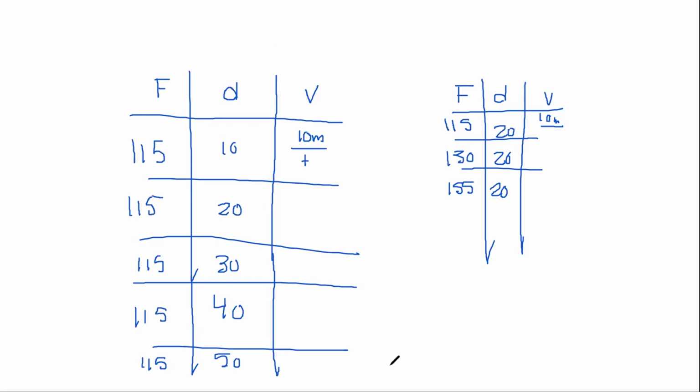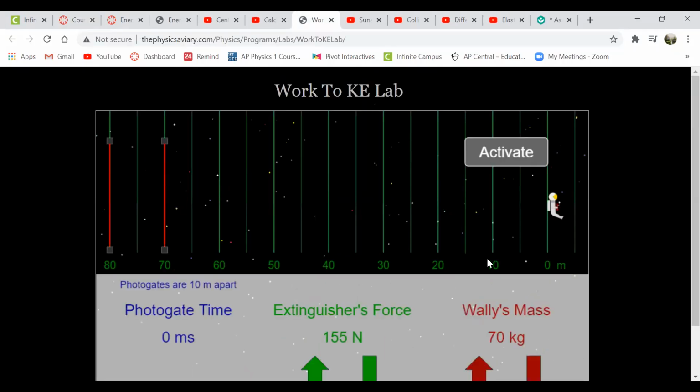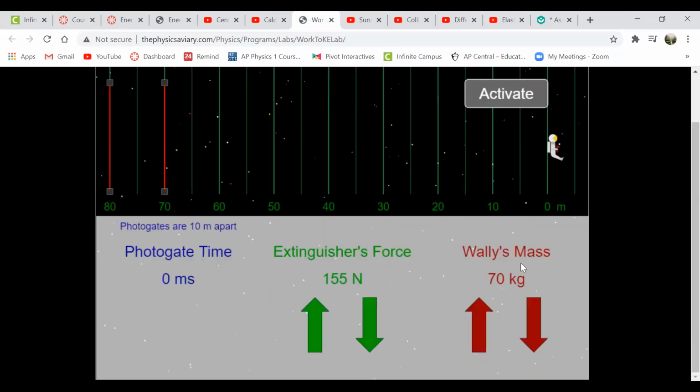The lab is the link that says work energy theorem. So it's right here. You're going to go to that link. You're going to pull it up. You're going to hit begin. I want you to notice the sliders. You will not touch the mass. The mass won't change. So keep the mass the same. For your first 5 trials, you keep the force the same and you change the distance over which the force acts. Let me show you how that works.